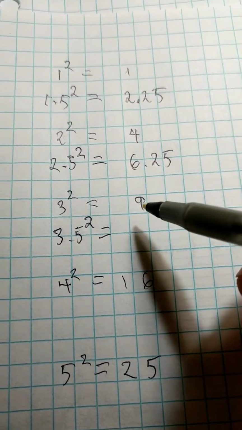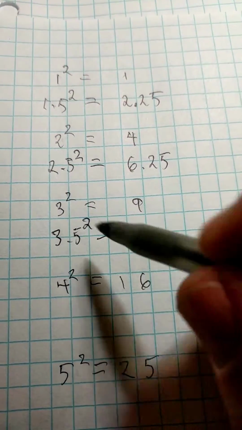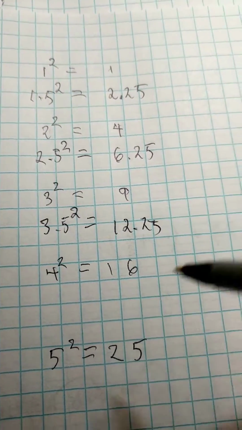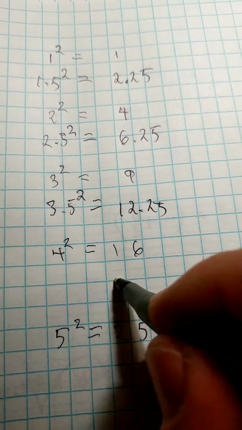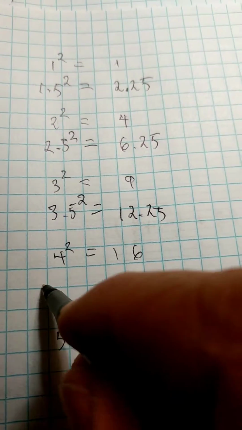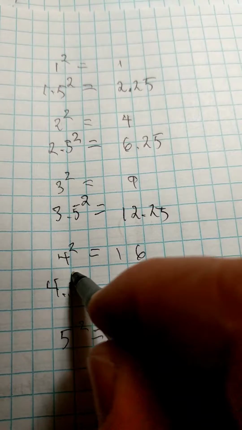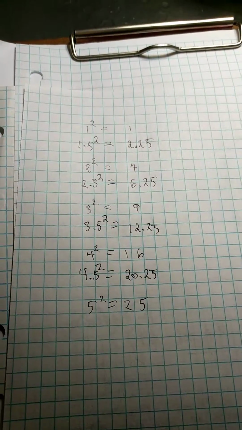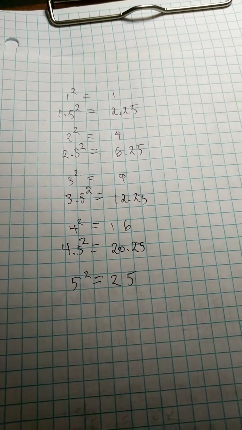And if you see this pattern, you may find this useful. 9 plus 3 is 12. Slap on a 0.25. 16 plus 4 is 20. Slap on a 0.25. That would be 4.5 squared. Now you have not only the integers, but the half integers squared.